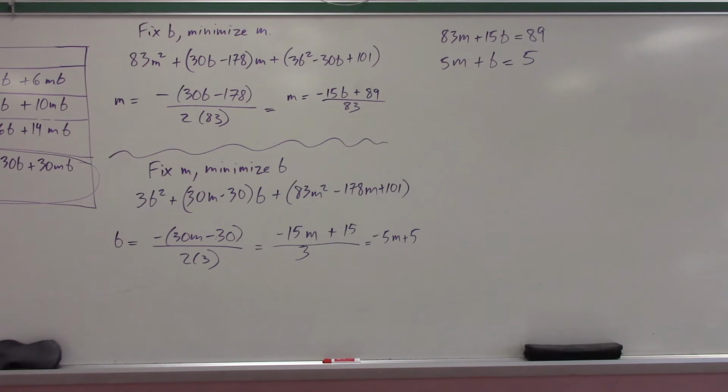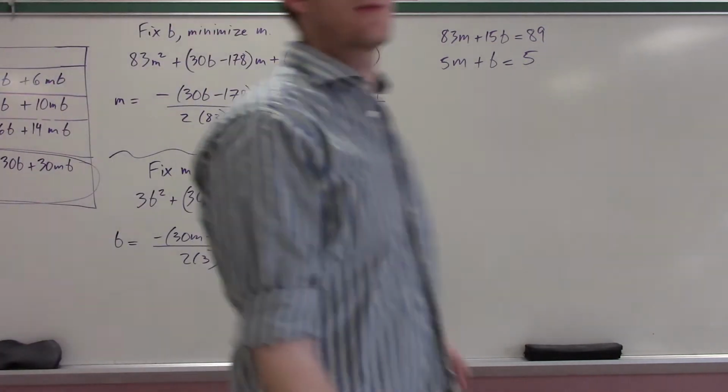Yeah, something went wrong. Plus b. 83m plus 15b equals 89 and 5m plus b equals, oh yeah, everything is good, yes! I'm so freaking happy. Okay, so now we have to think for a minute.